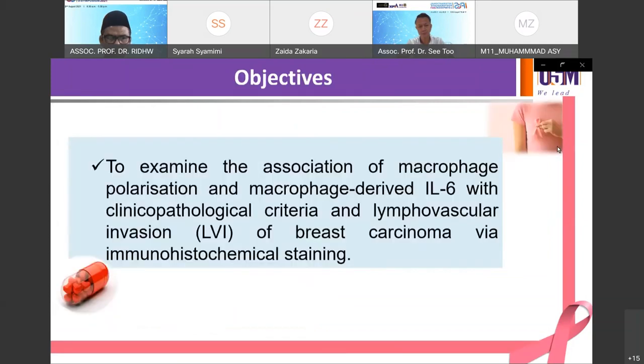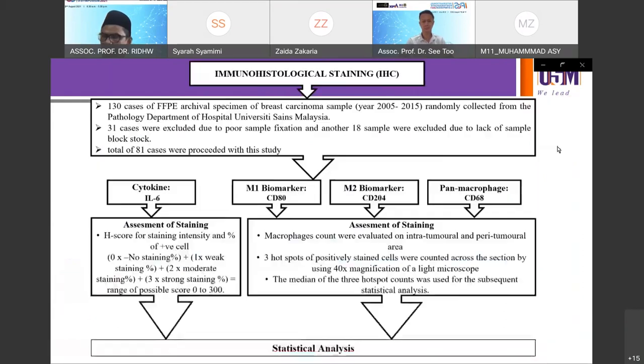The objective of my study is to examine the association of macrophage polarization and macrophage-derived IL-6 with clinicopathological criteria and lymphovascular invasion of breast carcinoma via immunohistochemical staining. This is the methodology of my study. I obtained 130 cases of FFPE specimens of breast carcinoma samples from year 2005 to 2015, randomly collected from the Pathology Department of Hospital Universiti Sains Malaysia.